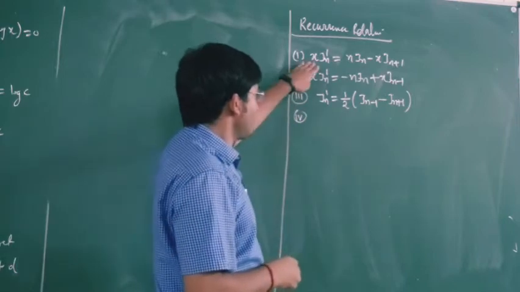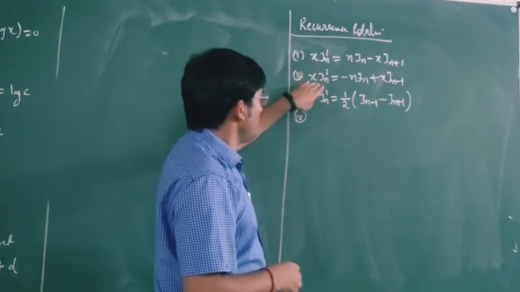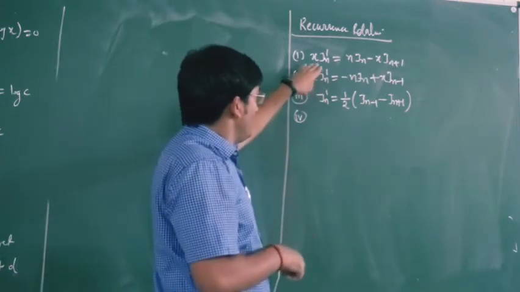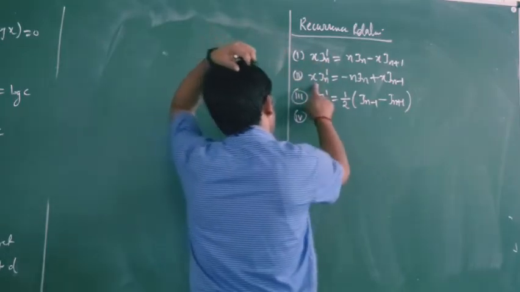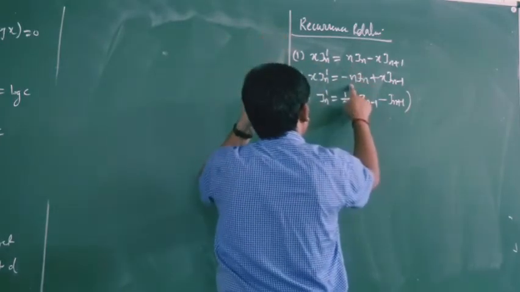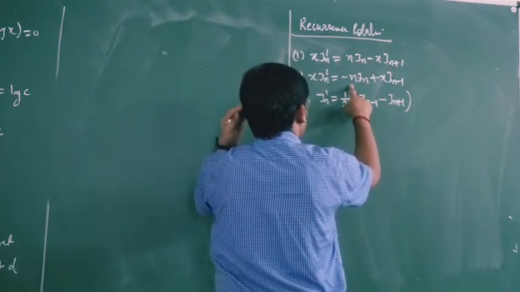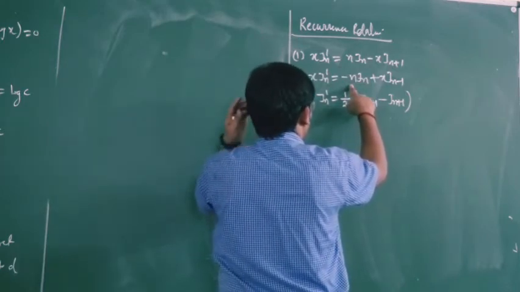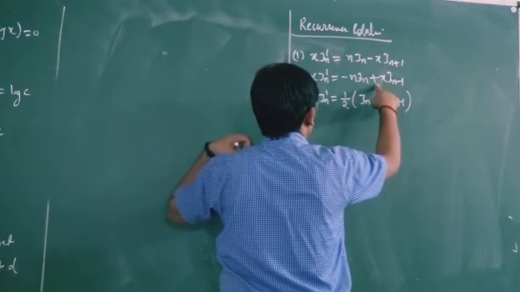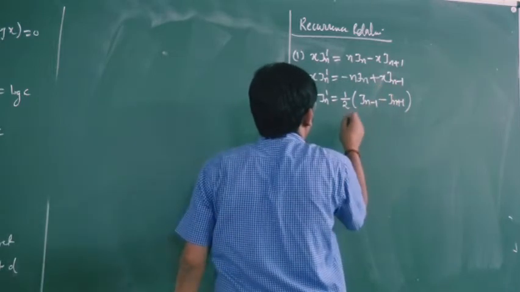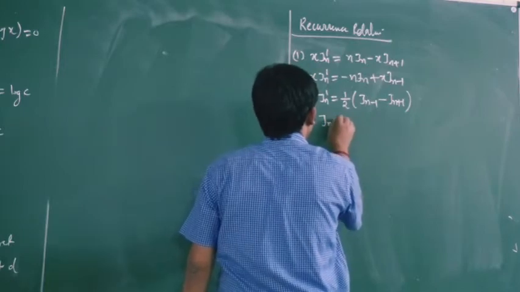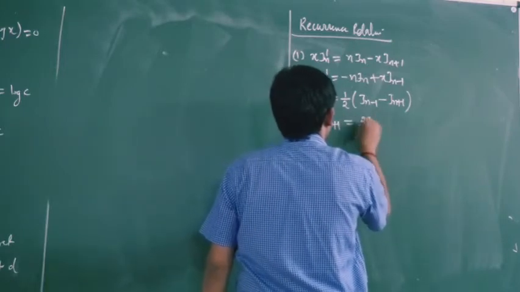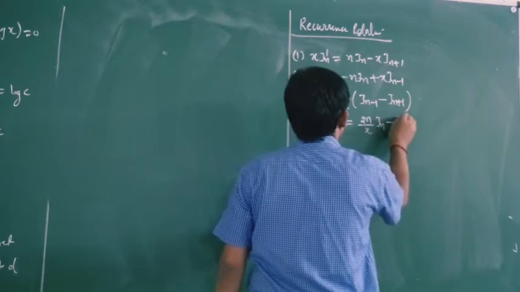Let us subtract these two equations. If you subtract equation 2 by equation number 1, then the left hand side will be 0. Here we will get 2n Jn, and then this will be a minus. So here we will have J(n+1) equal to (2n/x) Jn minus J(n-1).